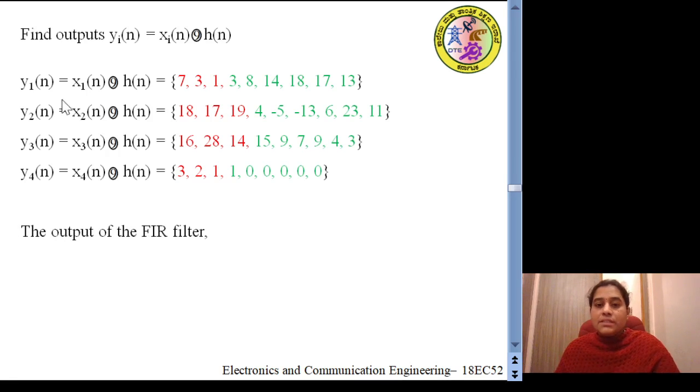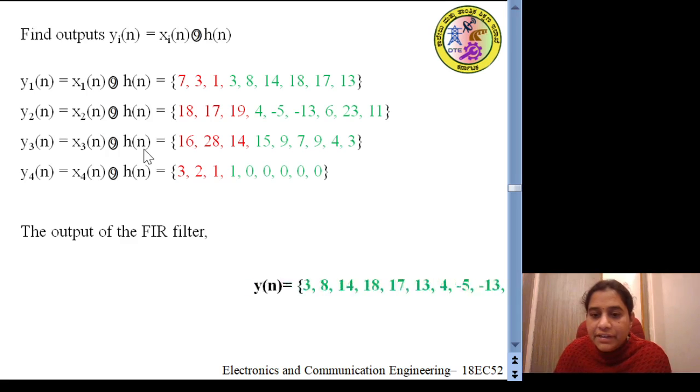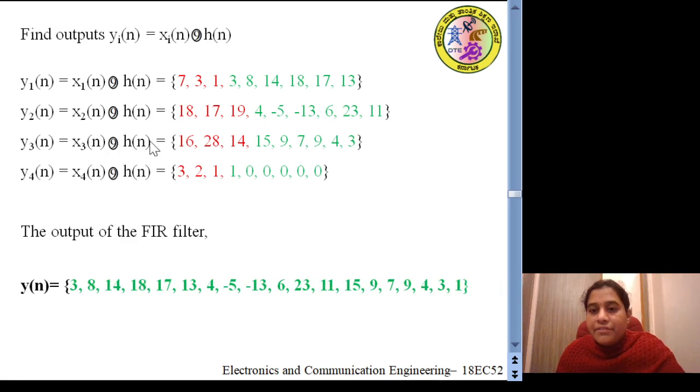So these are the blocks of output obtained by convolving xi of n with h of n with 9-point circular convolution. So what's the last step? We have to overlap and we have to keep some values, or we have to overlap and we have to discard some values.